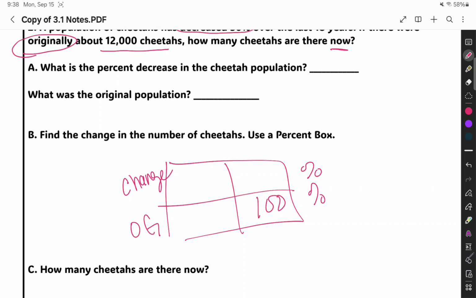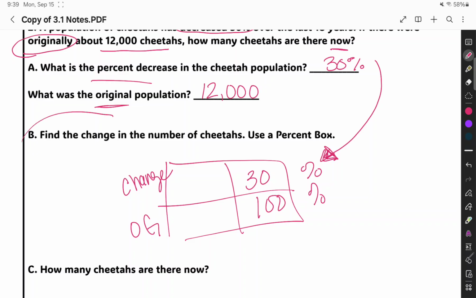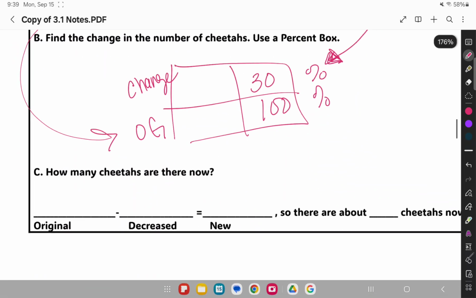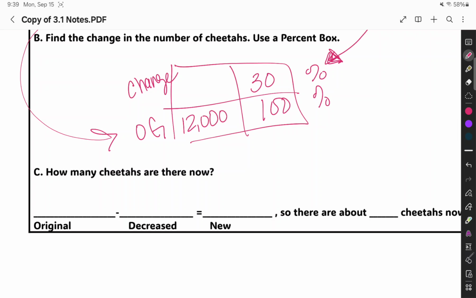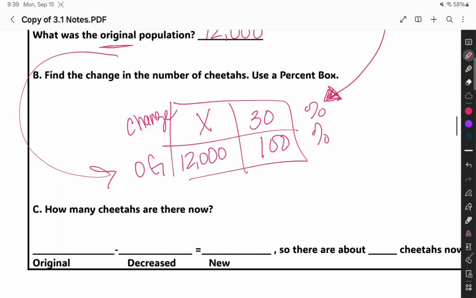And I can start putting some pieces together here. So part A says, what percent decrease in the cheetah population? So there was a 30% decrease, which could plug in, because it's a percent, we automatically know it can go in the percent section of our box here. And we also know the original population, or the original number, was 12,000. So the original can go in our original box. So 12,000, sorry, y'all, my screen keeps moving on me. So now I can figure out how much change does that 30% represent.